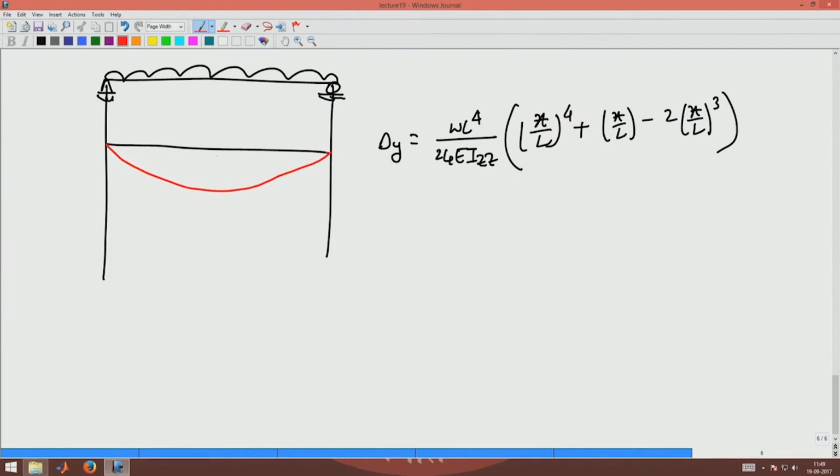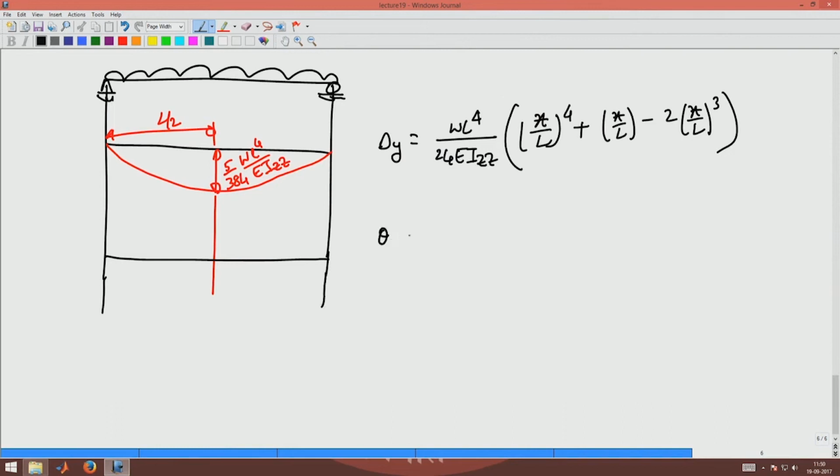Where the maximum deflection will be 5 by 384 W L power 4 by E times I ZZ, occurring at a distance of L by 2. Okay, and that is the location where the slope will go to 0 also. Now, let us plot the slope.